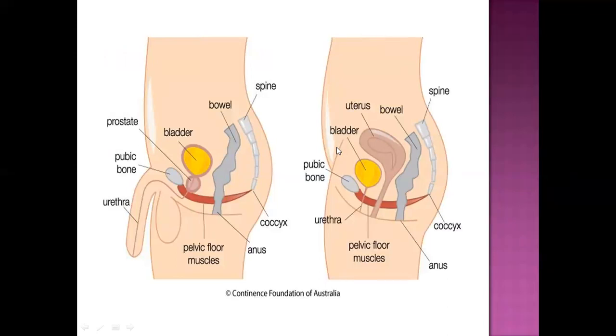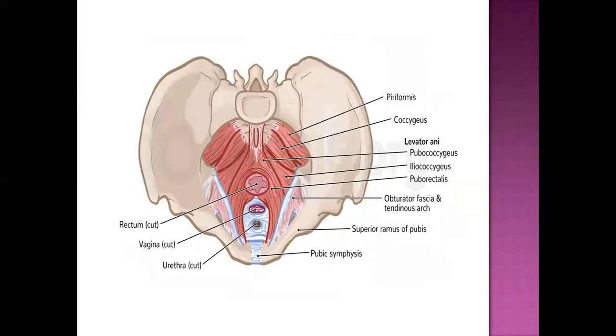This is the anatomy of both male and female pelvis. These are the organs: bowel, bladder, rectum, spine, pelvic floor muscles, urethra, urinary bladder. This diagram is shown because we need to know what organs and muscles are present in the pelvis, and disruption in one organ might disturb another surrounding organ as well.